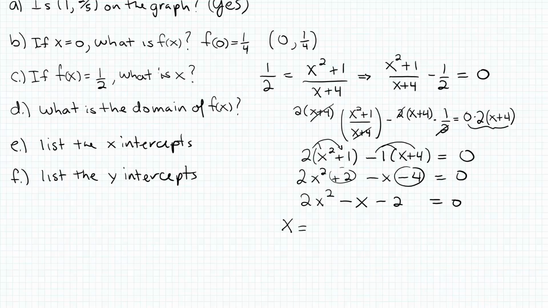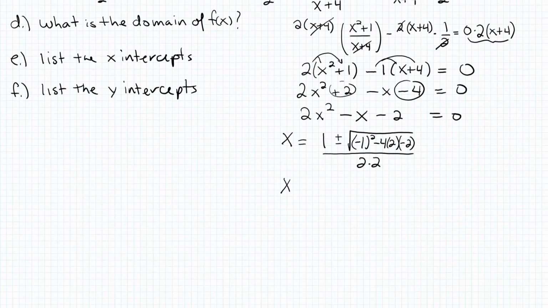So we'll say, okay, let x be equal to the negative of the b term. So that'll be negative of negative 1, or in other words, positive 1, plus or minus the square root of the b term squared. The b term here is negative 1, so we'll square that, minus 4 times the a term times the c term, which is negative 2, all over 2 times the a term, or 2 times 2.